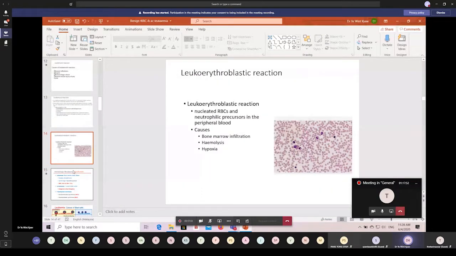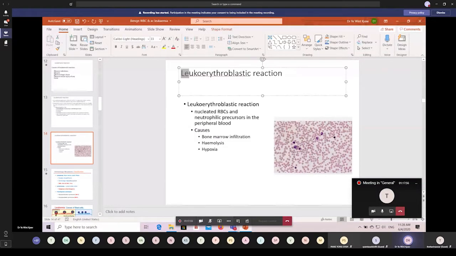Another one, leukoerythroblastic reaction. Leuko means WBC, erythro means RBC. Both WBC and RBC immature cells you can see in the blood film.